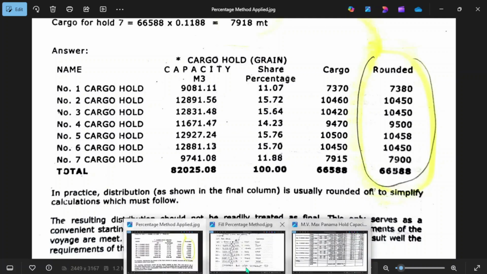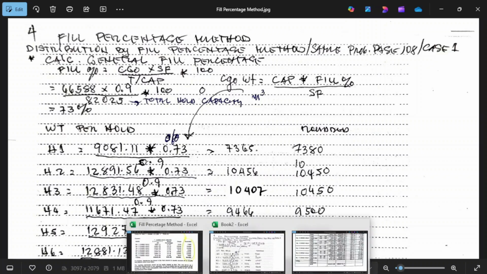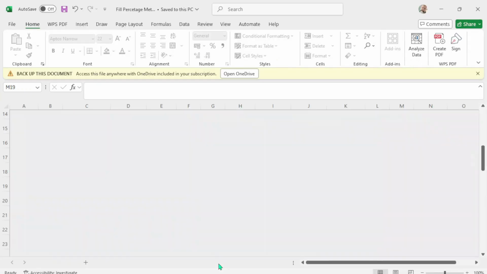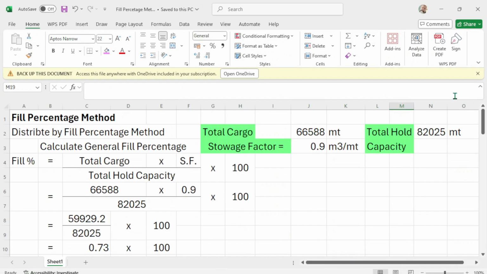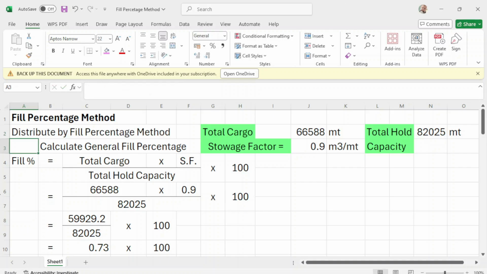Then we go to the problem: distribution by the fill percentage method. This one I made in Excel. So, the fill percentage method, distribute by the fill percentage method.